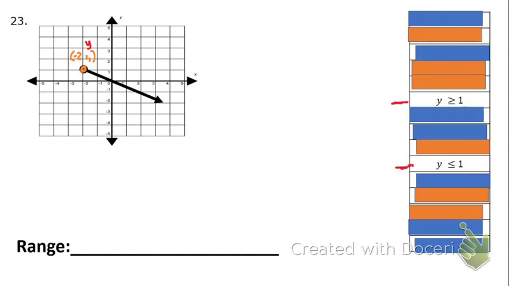Is it greater than or less than? Well, here's 1, and then let's look at the numbers below that. 1, 0, -1, -2, -3. The numbers are getting smaller, so we will say y is less than or equal to 1.